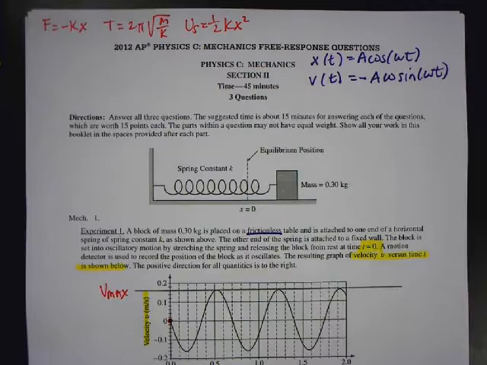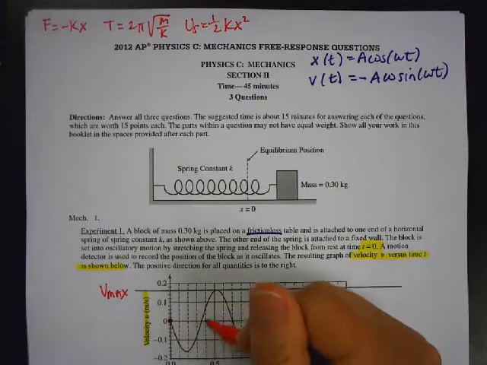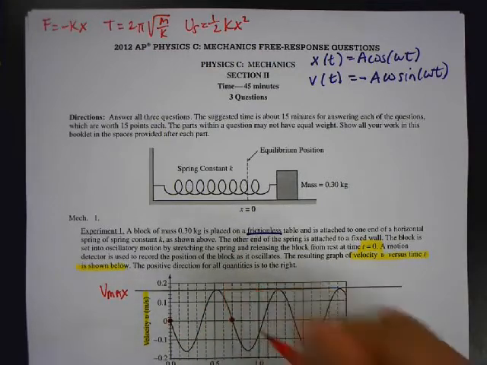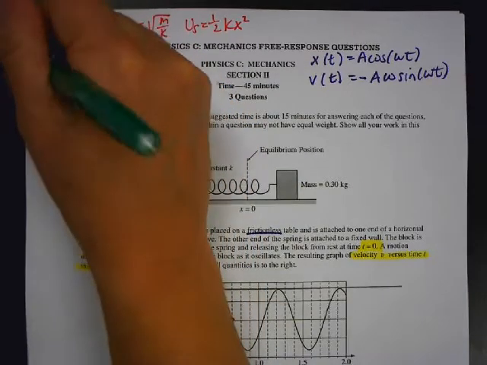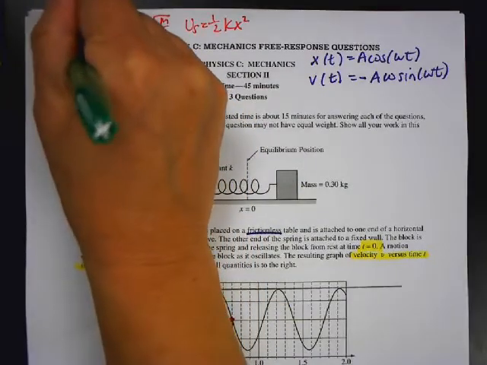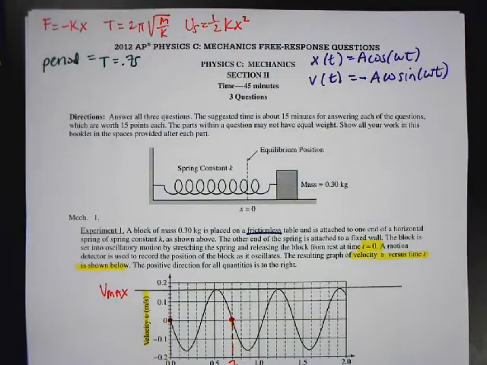The time it takes to complete one cycle is called the period. So this is where it starts. If I follow the graph like this, that's the time it takes to complete one period. So now when I look down, I see the period is equal to 0.7. So what am I going to do with that? Well, I know the period T is equal to 0.7 seconds.